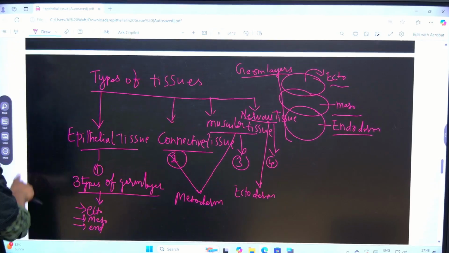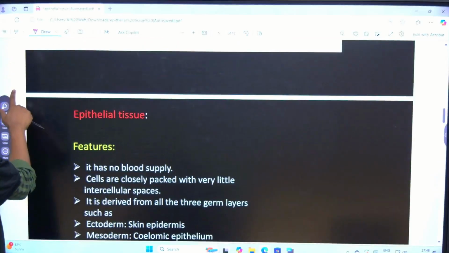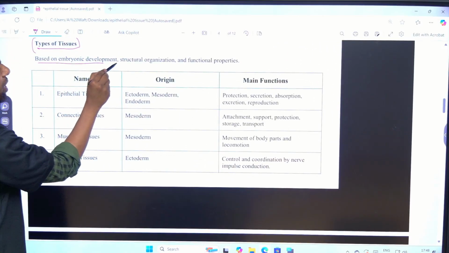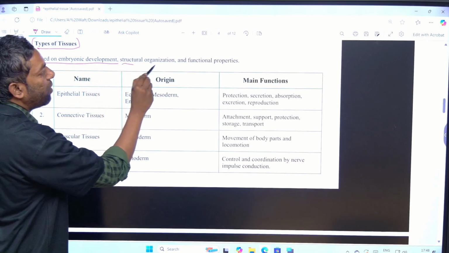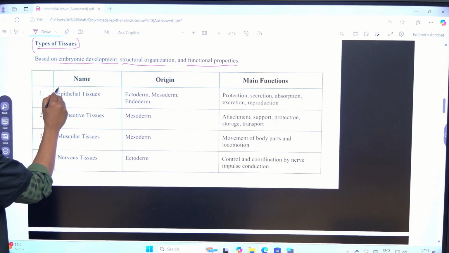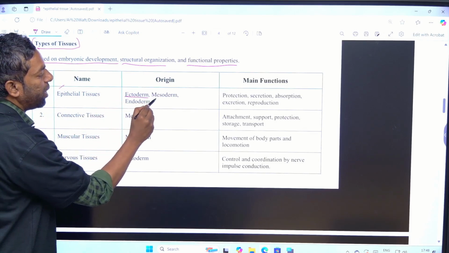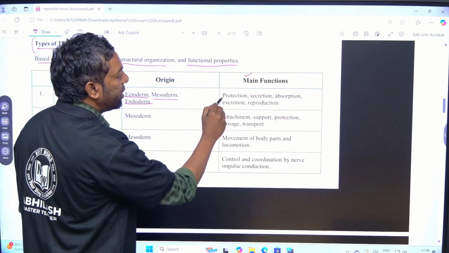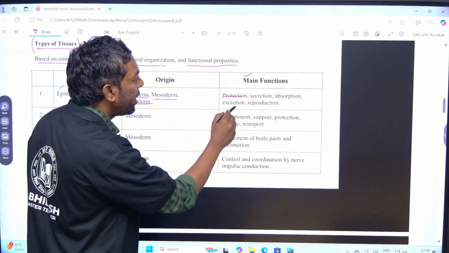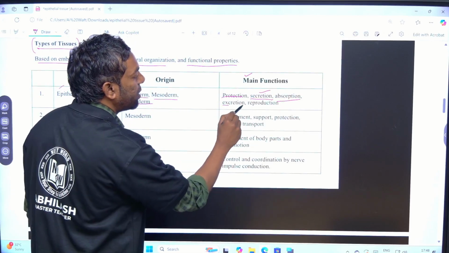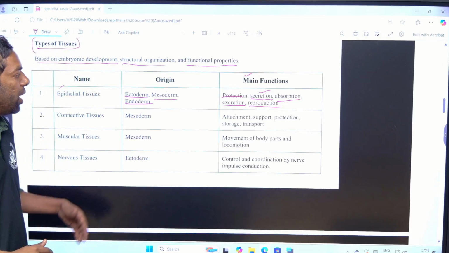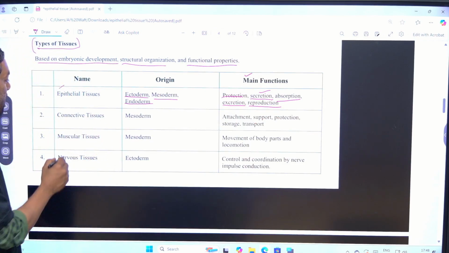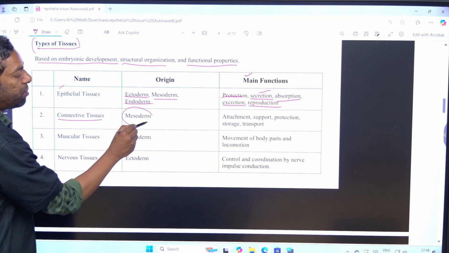These tissues are based on embryonic development, structural and functional properties. Epithelial tissue is developed from 3 germ layers: ectoderm, mesoderm and endoderm. Its main functions involve protection of the body, secretion, absorption, excretion and reproduction. Epithelial tissue is mainly involved in these functions. Coming to connective tissue, it is of mesodermal origin.